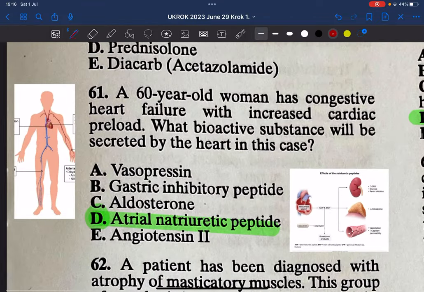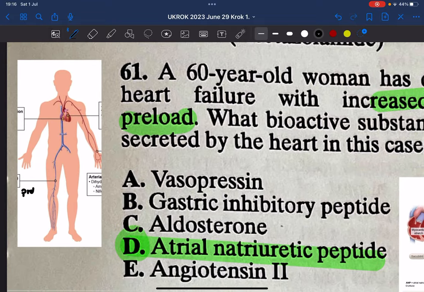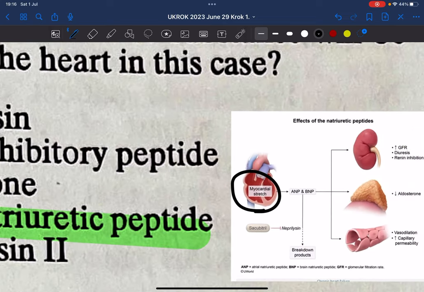A woman has congestive heart failure with increased cardiac preload. What substance will be secreted by the heart in this case? So first of all, we need to know what preload is. Preload is the amount of blood that goes back to the heart. If preload is increased, then there is increased venous return, increased blood back to the heart. And in this case, the myocardium will stretch because of increased blood going back to it. And in case of myocardial stretch, there is a defense mechanism against a lot of blood going back to the heart, because it cannot handle a lot of blood.